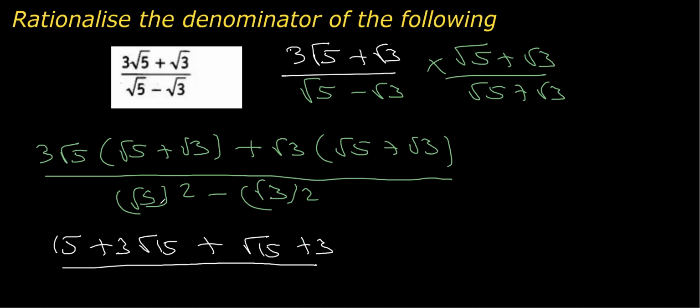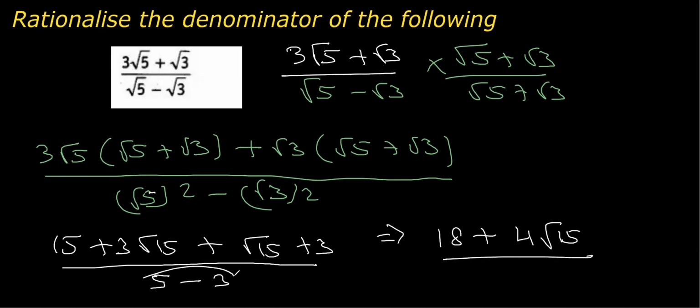And below you can see it is root 5 square, which is 5, and root 3 square is 3. So finally, we can add like terms. 15 plus 3 is 18, plus this is 3 times root 15 and this is 1 times root 15, so it will give you 4 times root 15. Below you can see it is 5 minus 3, which is 2. If I take 2 common from the numerator and reduce it with this 2 here, finally I'll get 9 plus 2 root 15 as the answer.